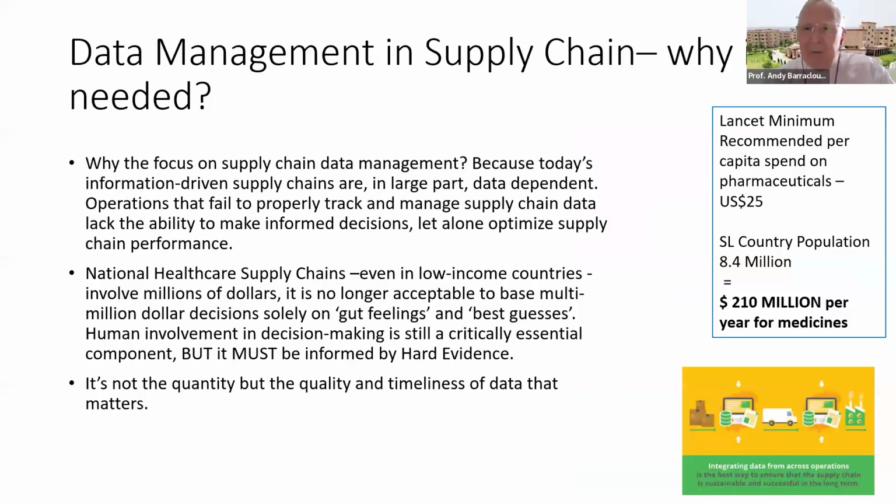But why do we need all this data? We've managed for 30 years without all this data. Surely we can just keep on managing, can't we? Well, if we look at the Lancet Commission recommendation, they said you should be spending $25 per person per capita, that's per year, on pharmaceuticals. If we look at Sierra Leone as our example, population around 8.4 million, that means we're going to be spending $200 million per year on medicines.